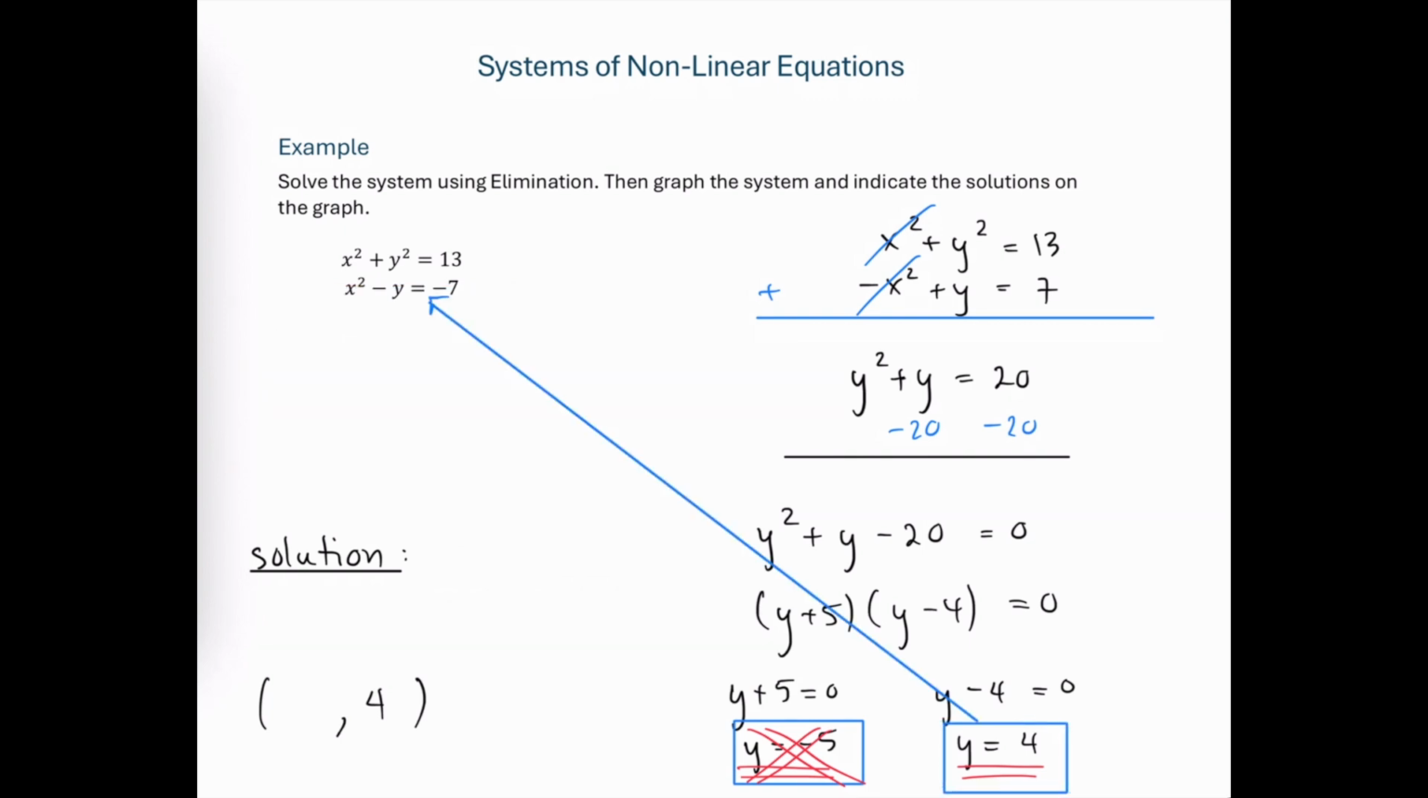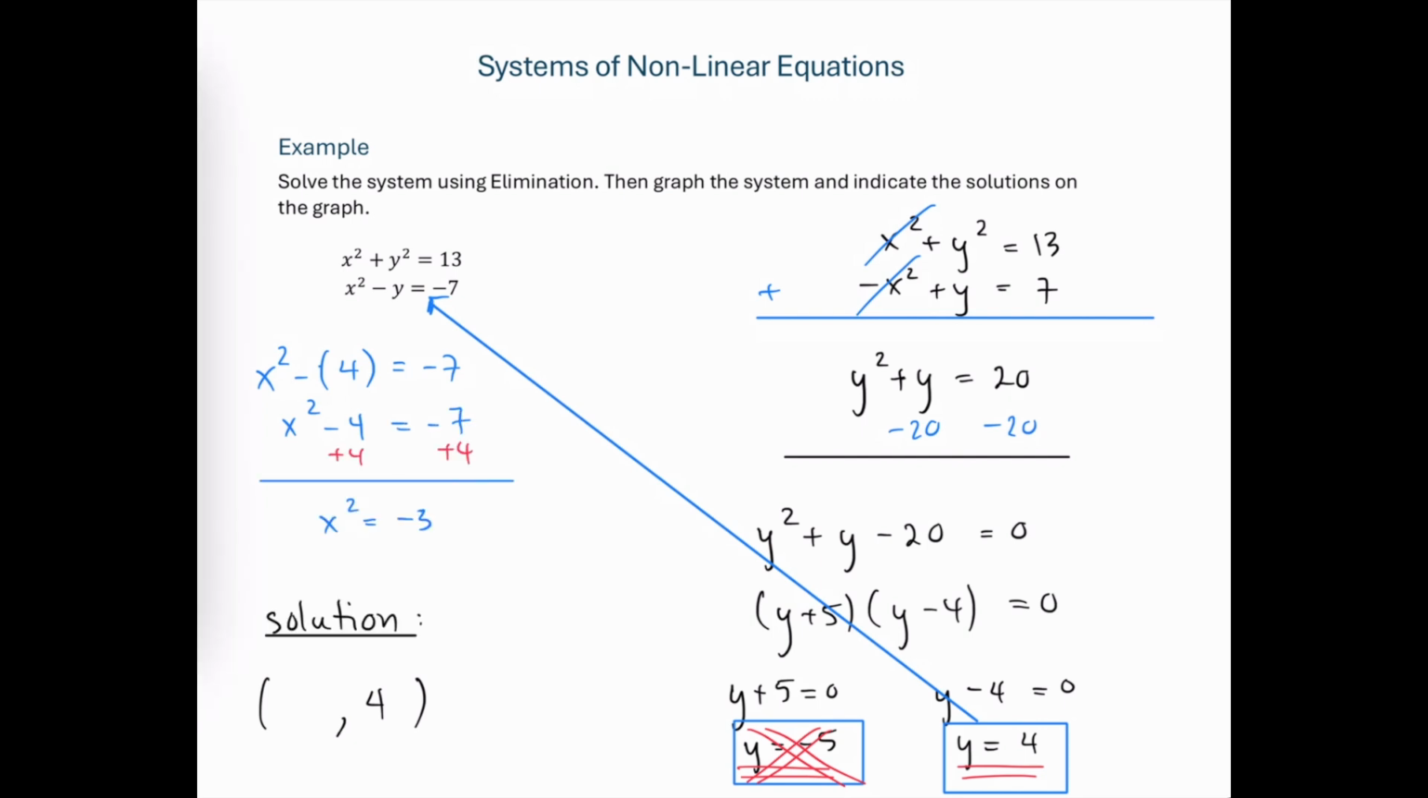This ordered pair needs to be on both graphs, so let's just start with one of them. We'll do the second one again to see x squared minus plugging in 4 for y is equal to -7. So we get x squared minus 4 is equal to -7, and again, we're going to get a negative number on the other side of this equation, and when we take the square root of a negative number, we get kicked into the imaginary numbers.